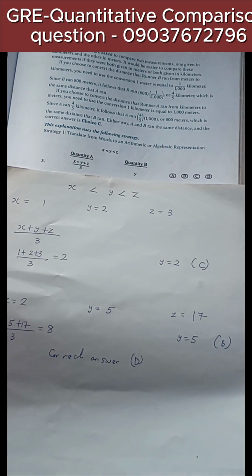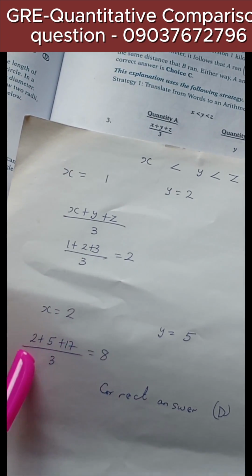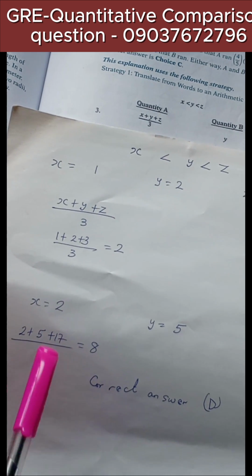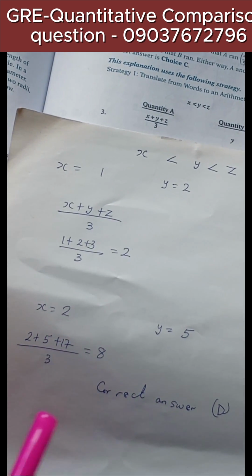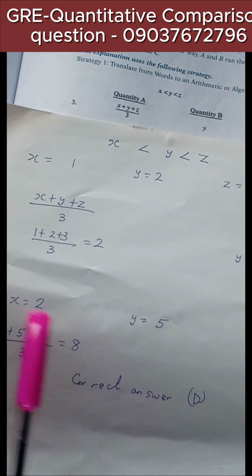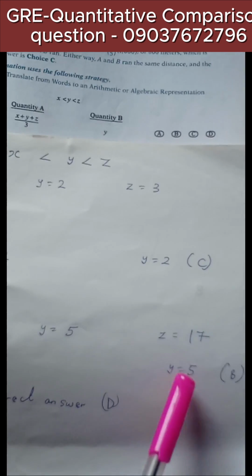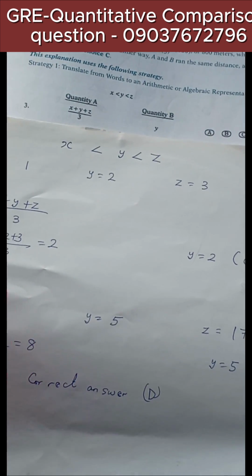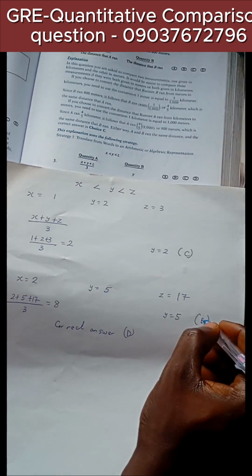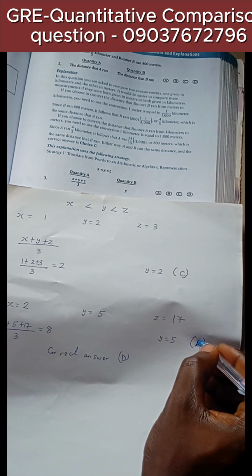And quantity A, which is x plus y plus z divided by 3, becomes 2 plus 5 plus 17, which is 24 divided by 3 to give us 8. As we can see, quantity A is 8 and quantity B is 5. And when you compare 8 and 5, you can see that quantity A is greater. We take A and not B. When quantity A is greater, we take A.